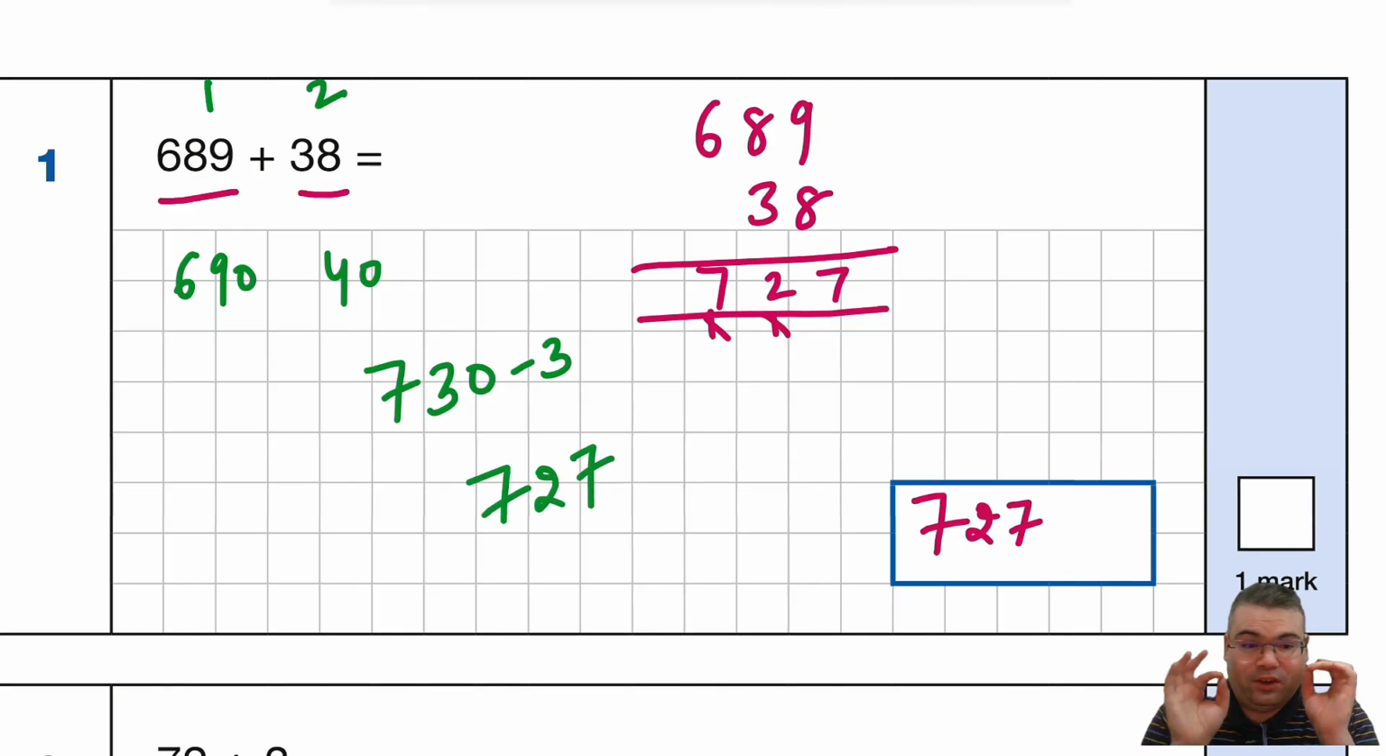Right? This trick we have already done. This is the addition by compensation method. If you haven't seen this video, I will post the link of it in the comment box.